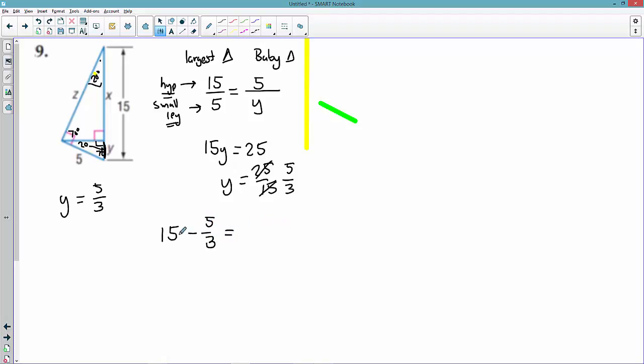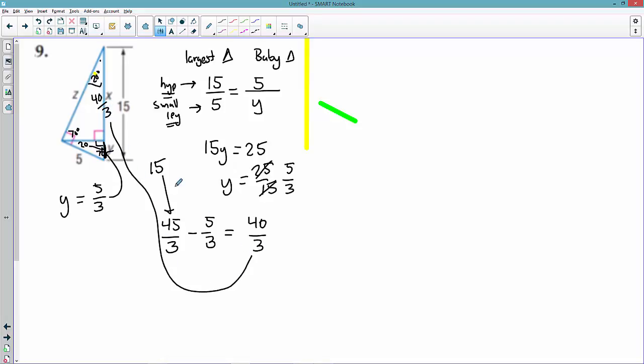Now, how do I do that? I have to change 15 to have a common denominator. So it's 45/3. Remember, this whole fraction there is really 15. So it's the entire length minus Y will give me X. And that's pretty easy. It's 40/3. And again, it's okay to leave it in proper fractions. The proper fractions are so much more convenient. You can always divide it to get the improper fraction. So we have Y is 5/3. We have X is 40/3.